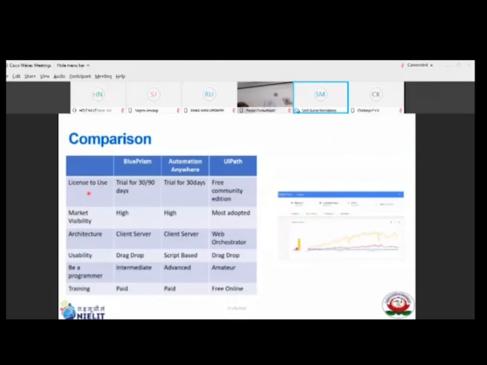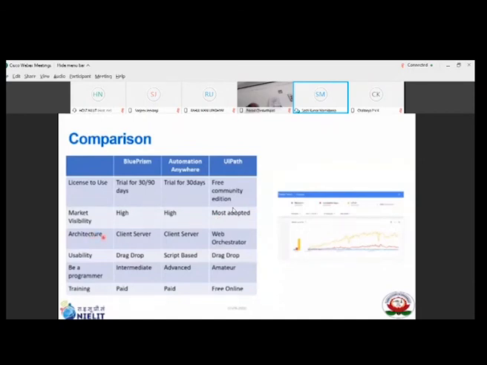Starting with license. Blue Prism offers you to use their product for 30 to 90 days, depending on the type of product you use, enterprise or community version. Similarly, Automation Anywhere is the second, I should say, visible product, but it offers only a 30 day trial license. UiPath is the one which actually offers us free for life. We can use that and experiment with that well. The market visibility is high for all, as we already talked about, but the most adopted tool is UiPath.